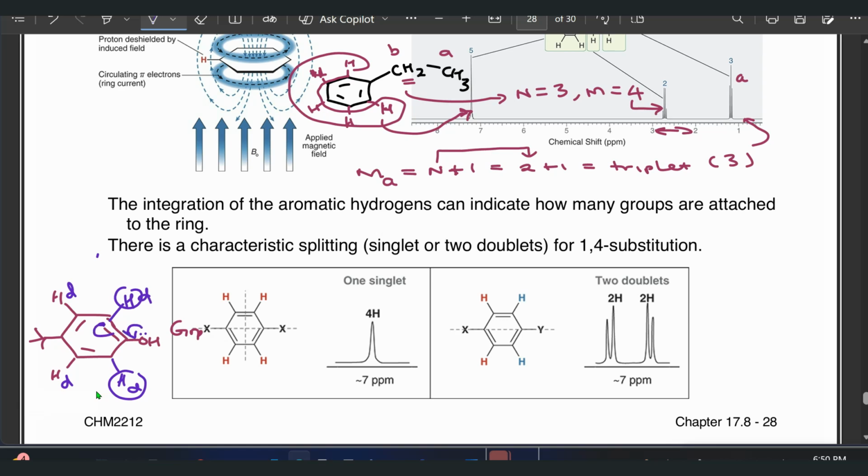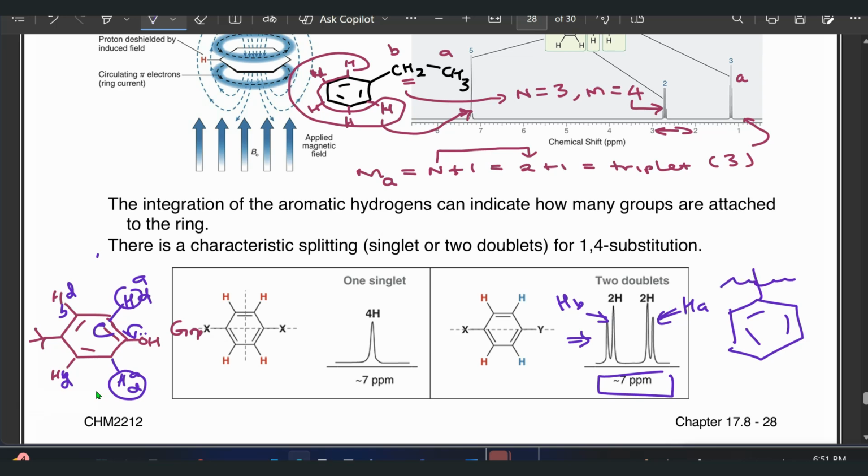If I call this HA, HA will be here. They're shielded next to an electron donating group, and then these ones will be the HB. So what this is telling you is that if you're ever given an NMR and around 7 you have two doublets, just know that you have a phenol ring that is para substituted. Then you can go from there.